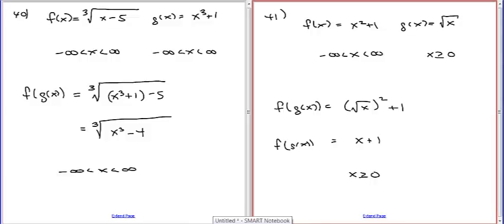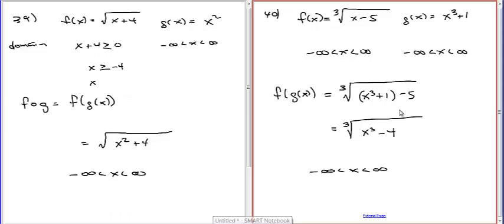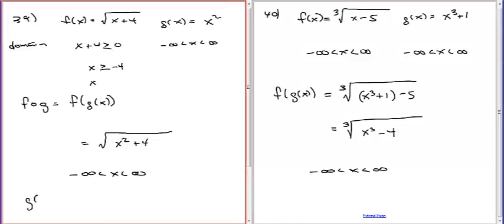And I just realized that I was also supposed to do g of f of x, so let's do that. So we go back here, g of f of x. So if we plug in this into there, you'll have the quantity, the square root of 4 plus x, quantity squared.